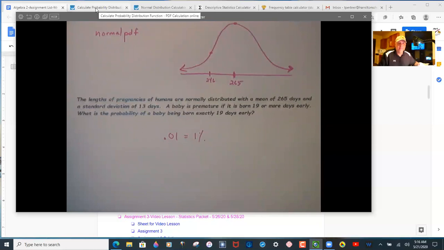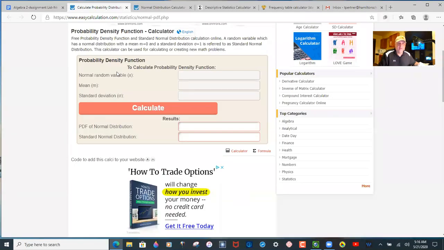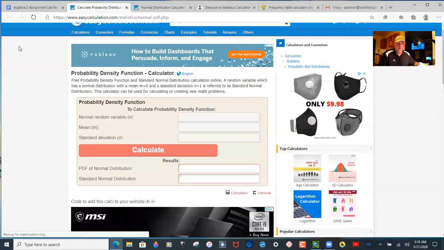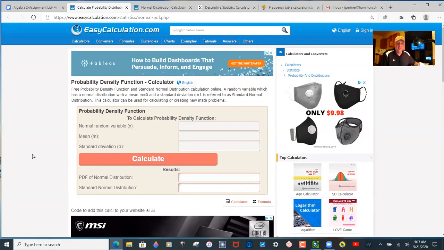If you need to go online, you can go to this easy calculator tool, probability density function, and you're going to put in the x value, 246, the mean, 265, and then the standard deviation, which is 13. And then it will show the percent. There's not a clear button, so you'll actually have to just go with the refresh button up there, and then it'll clear everything out. That's how you can use the normal PDF tool.